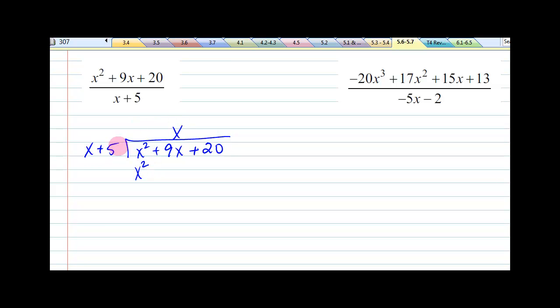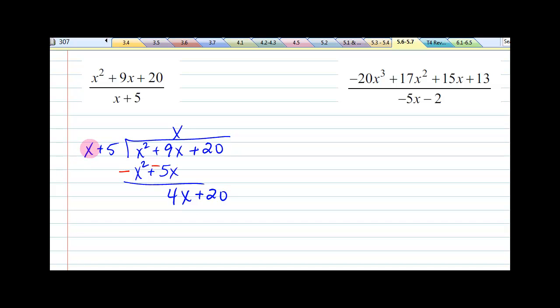And I have another term here to multiply by. x times 5, from the plus 5, gives me plus 5x. Now what did we do just a minute ago when we did regular division? We subtracted at this point. So I'm going to subtract this term and I'm going to subtract that term. And I'm left with 4x plus 20 because I needed to bring my 20 down.